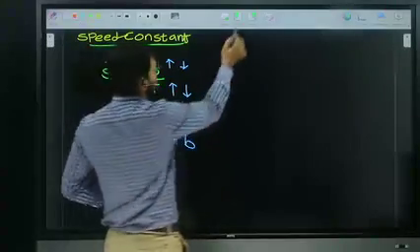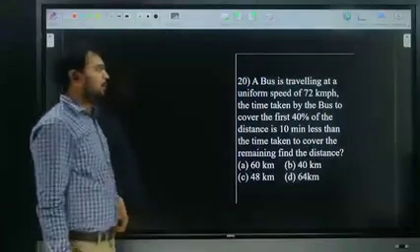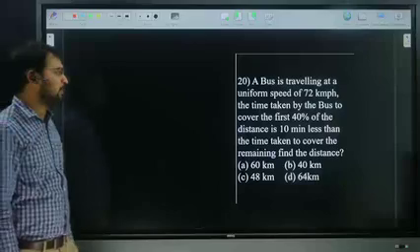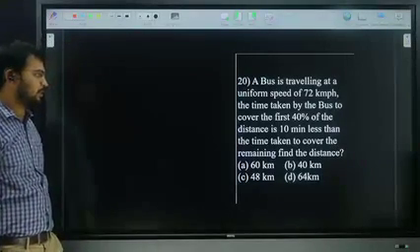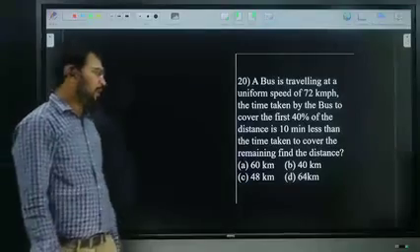Now read the next question. A bus is traveling at a uniform speed of 72 km per hour. The time taken by the bus to cover the first 40% of the distance is 10 minutes less than the time taken to cover the remaining distance. Find the distance.